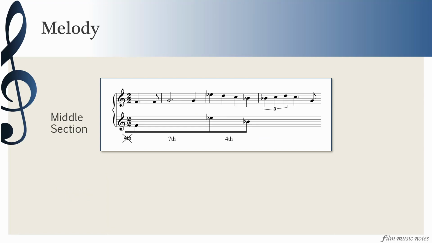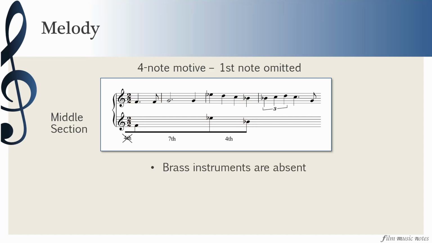The middle section of the main title begins with a melody that may seem quite different from all that has come before, but even here the four-note motive enters, just with the first note omitted, as we saw in the big tune, and sounding like this. With this version of the four-note motive, the heavy brass instruments are absent, and the melody is made more lyrical by being scored for strings, and continuing mainly in stepwise motion.